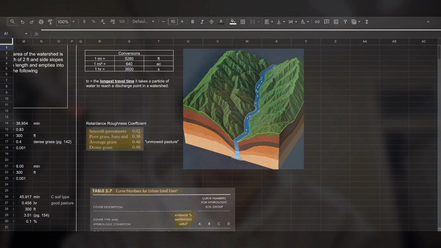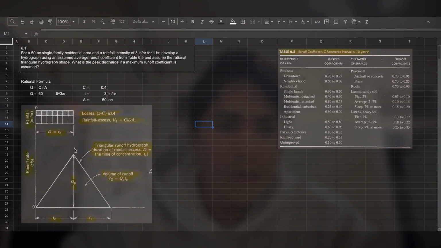So if you did, this will make a lot of sense. So that's what the time of concentration is. It's like assuming the duration of the rainfall is exactly the same or very similar to the time of concentration. And that's why we use, here we are told that our storm is 1 hour.